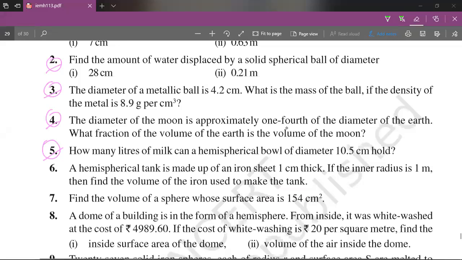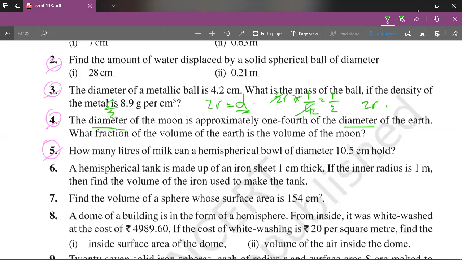So by the formula 2r is equal to d, we'll assume our diameter of the earth to be 2r. Okay, now it states that the diameter of the moon is approximately 1/4 of the diameter of the earth, 1/4 of the 2r of the earth. So it will be 2r into 1/4, and it will be r upon 2. So the diameter of the moon will be r upon 2, no units required, and the diameter of the earth will be 2r.